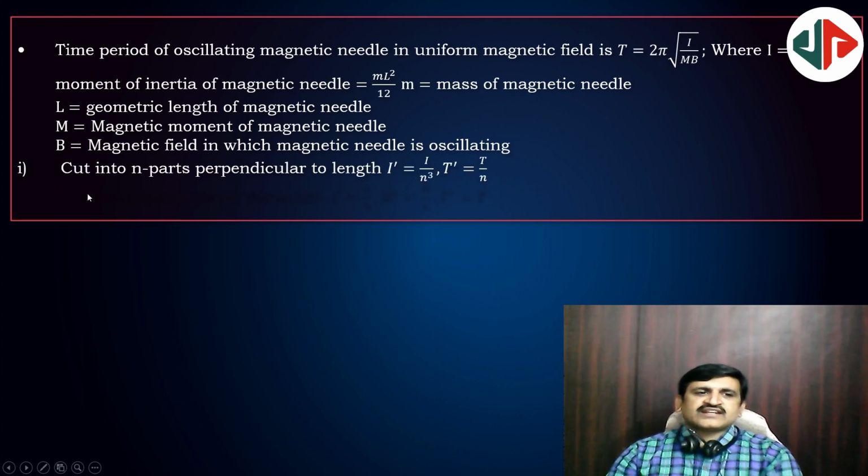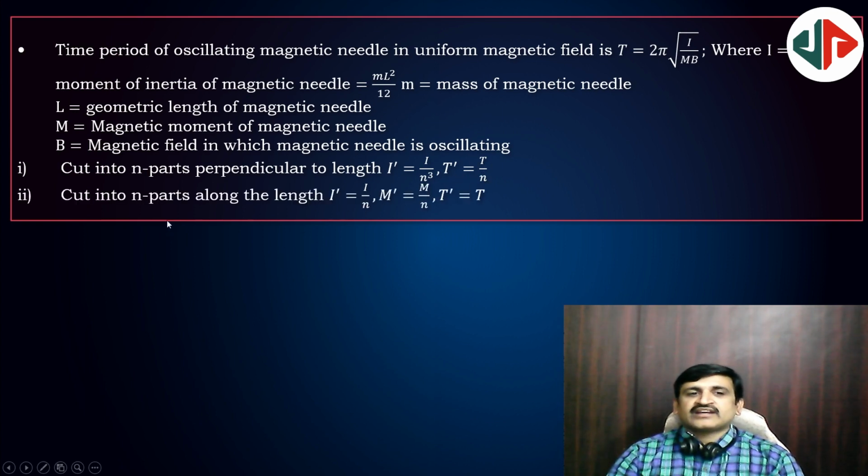When a magnet is cut into n parts perpendicular to its length, I dash is equal to I by n cube, and the time period T dash is equal to the original time period by n. And if the magnet is cut into n parts along the length, then the time period remains unchanged.